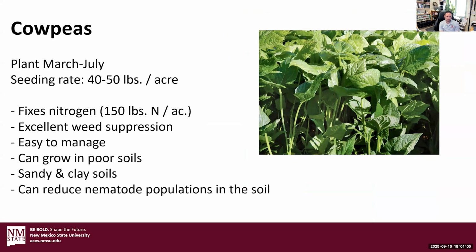These are really great at nitrogen fixation, so about 150 pounds of nitrogen per acre it provides. Because it grows a good biomass, it's excellent for weed suppression. It's pretty easy to manage as well, so it doesn't take too much effort for this one. It can grow in poor soils and sandy and clay soils. It can pretty much grow anywhere. If you do have nematode populations in the soil and you've had that diagnosed, you can grow these and it can reduce some of those nematode populations.